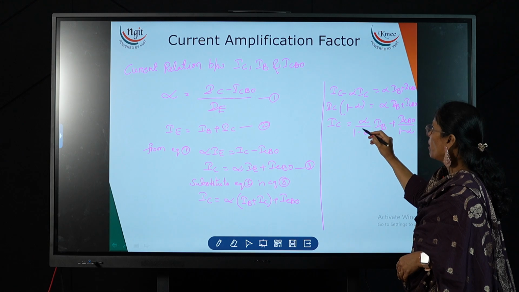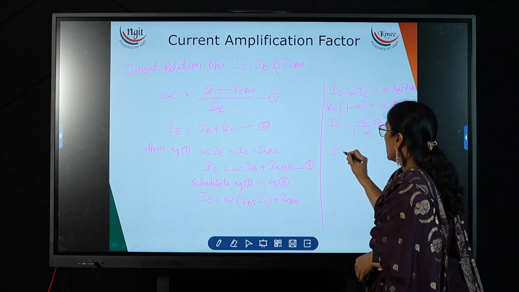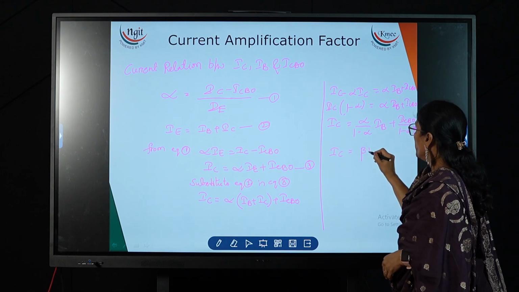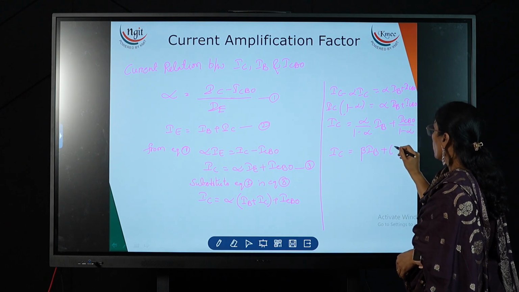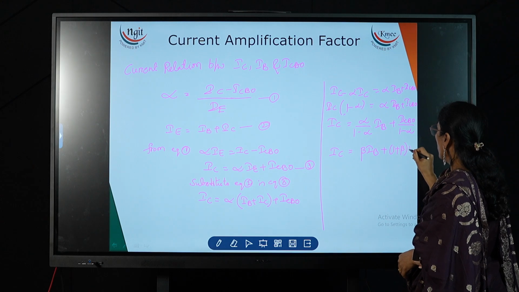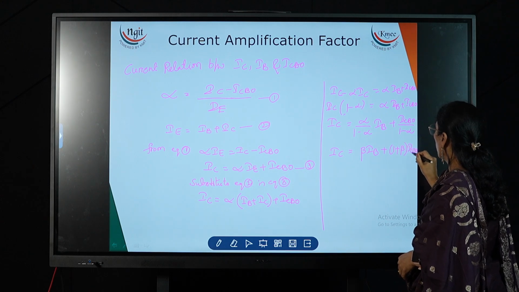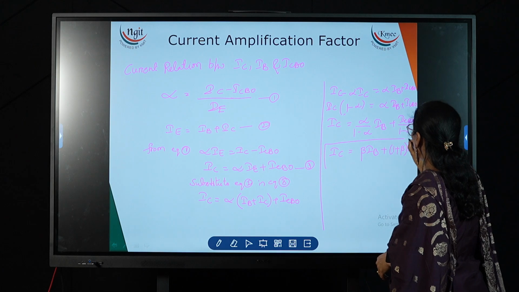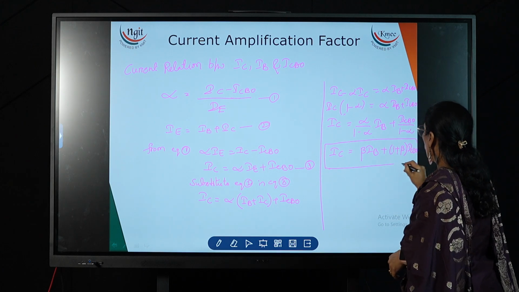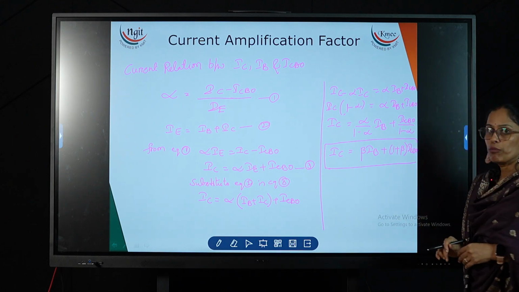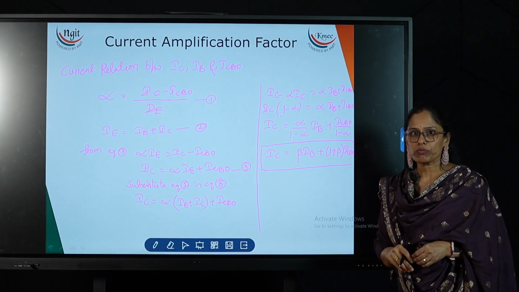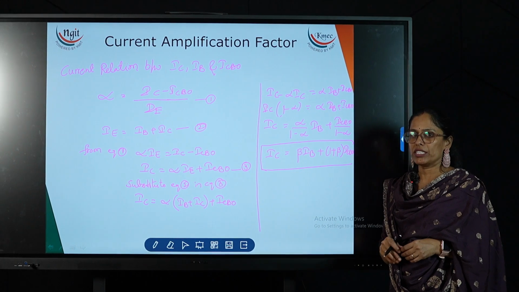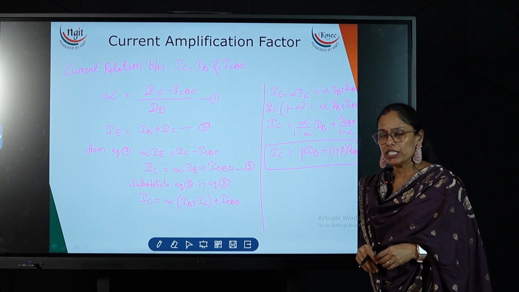Now alpha by 1 minus alpha we can write as beta, so IC is equal to beta IB, and 1 by 1 minus alpha is equal to 1 plus beta, so plus 1 plus beta times ICBO. This is the total collector current expression in terms of IB, beta and ICBO. So this is the relation between IC, IB and ICBO. With this, we got the current relations. Thank you.